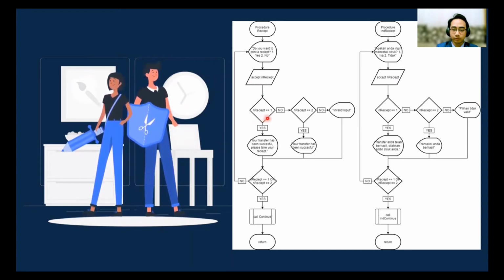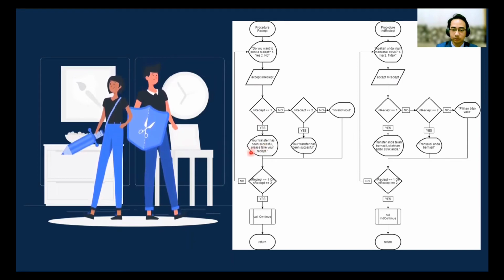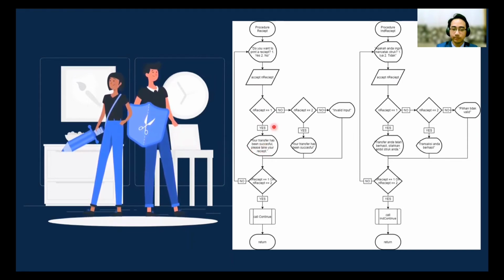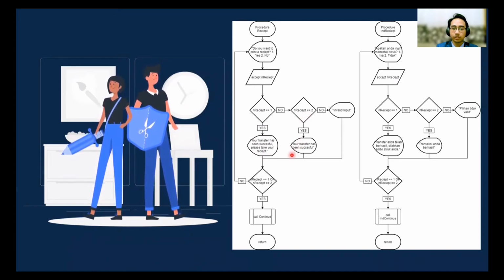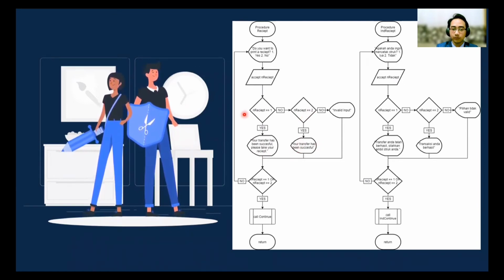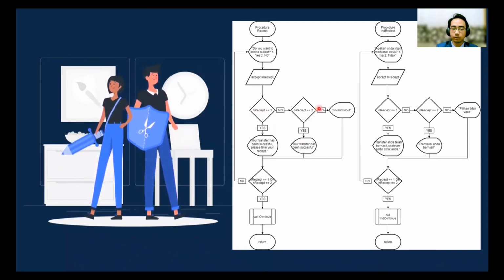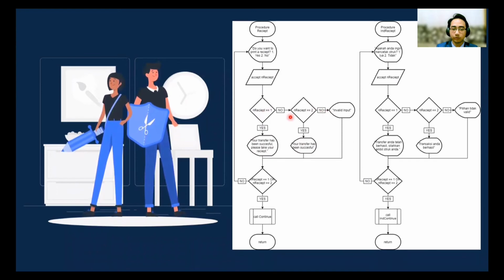If the end receipt is equal to 1, it will go here. It will display your transfer has been successful and please take your receipt. If the end receipt is equal to 2, it will display your transfer has been successful. If the user inputs something not 1 or 2, it will display invalid input.